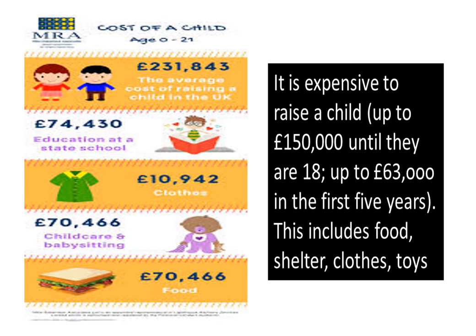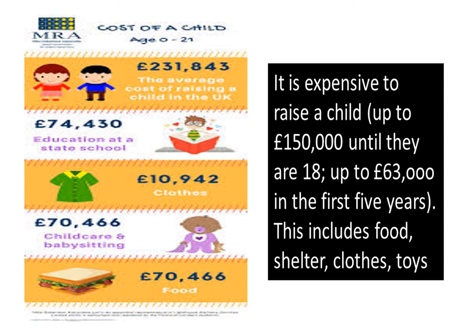The cost of a child aged from 0 to 21. It can cost up to £150,000, even up to the age of 18, to raise a child, up to £63,000 in the first 5 years. And these costs include food, shelter and accommodation, clothes, toys. As you can see from the diagram there, and you may find that if you Google this at all that you get slight differences, but I think it's quite alarming to know and to understand how much it actually does cost to raise a child.